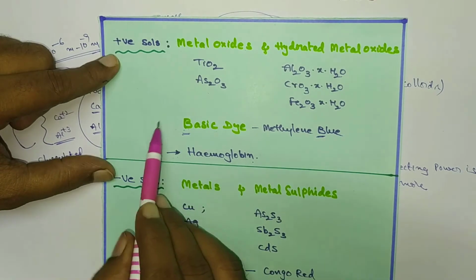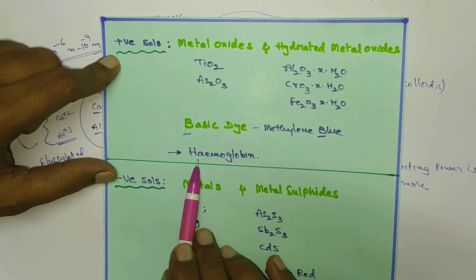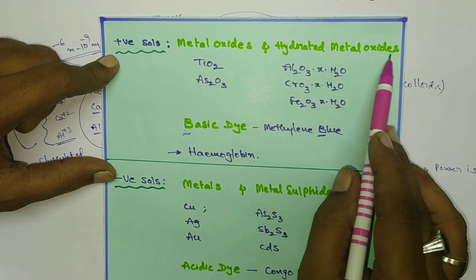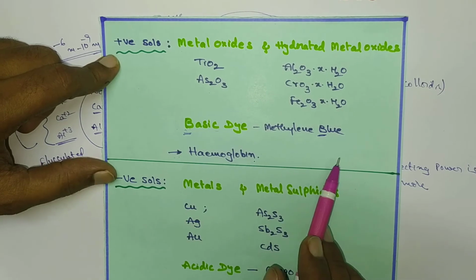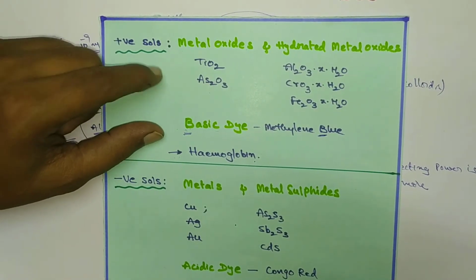You have to remember like this: B and blood B, positive sol. And the metal oxides and hydrated metal oxides. So these belong to positive sols. By knowing this, you can easily remember these positive sols.